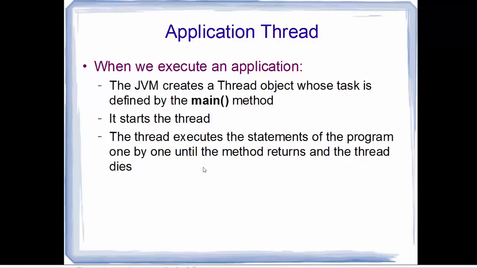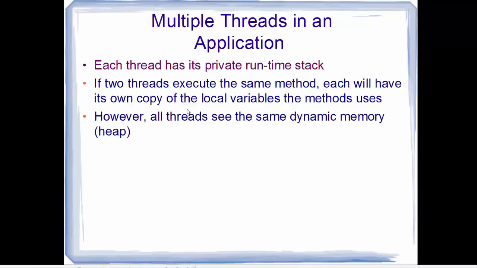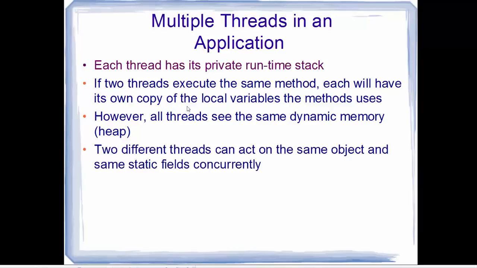Now, in the last, how can we create multiple threads in our program? Each thread has its private runtime stack, and if two threads execute the same method, each will have its own copy of the local variables the method uses. However, all threads see the same dynamic memory. Okay? So two different threads can act on the same object and the same static field concurrently.